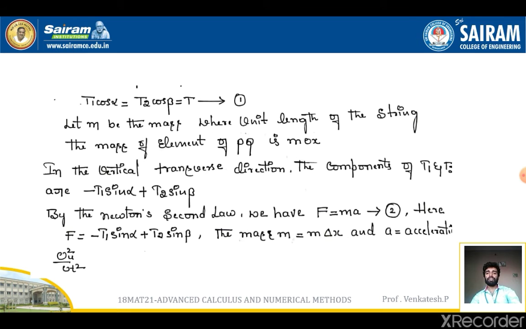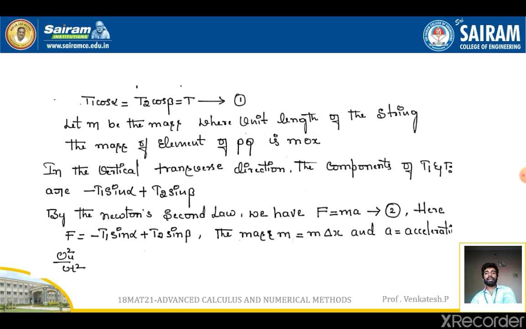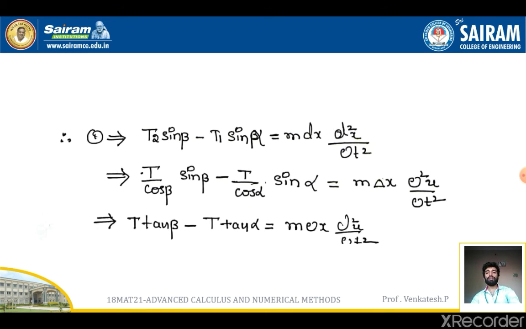So I'll have the equation like this now. T2 sine beta minus T1 sine alpha is equal to m delta x into ∂²u/∂t². On dividing the entire equation with the cos, from equation number 1, I can take T2 is equal to T by cos beta, and T1 is equal to T by cos alpha. I can write it, so I'm going to replace those conditions here.